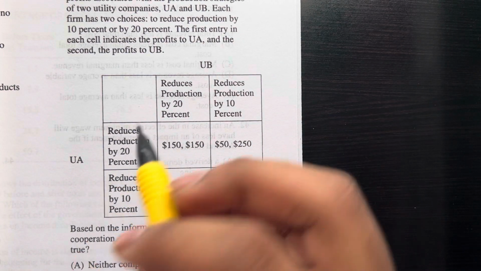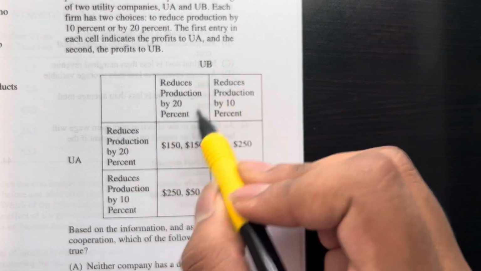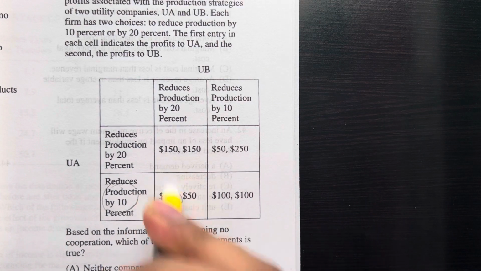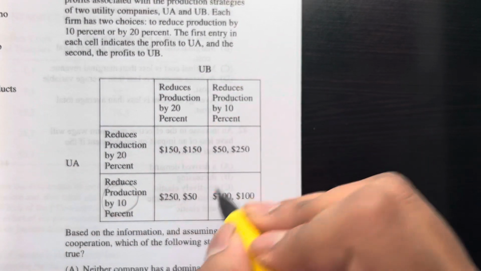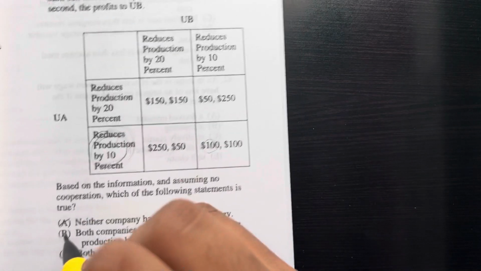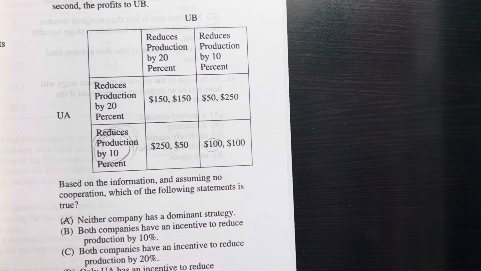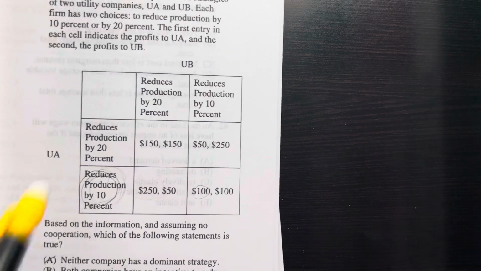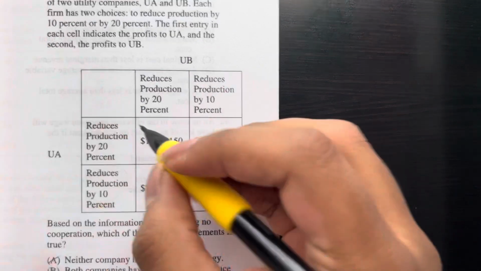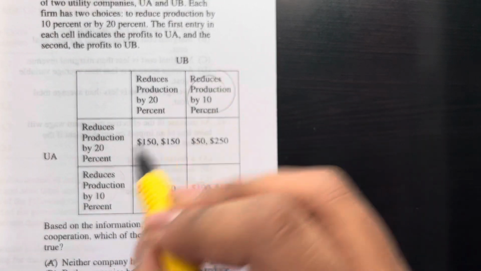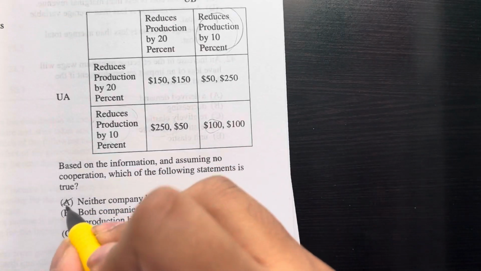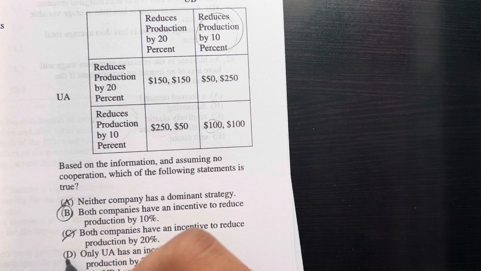So if UB does this, UA will go here. So I'll do this. And then if UB does this, UA will also go this way. So this is UA's dominant strategy. So A is automatically wrong, because there's literally a dominant strategy. And then let's look at what UB's dominant strategy is. If UA does this, UB will go here. If UA does this, UB will also go here. So both companies have an incentive to reduce by 10%. It's literally B.